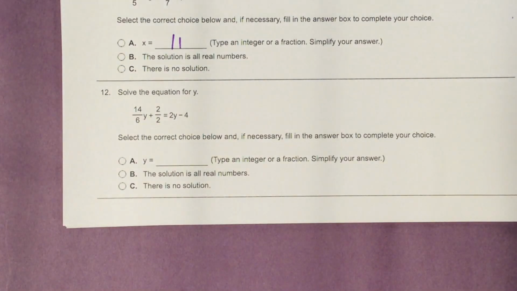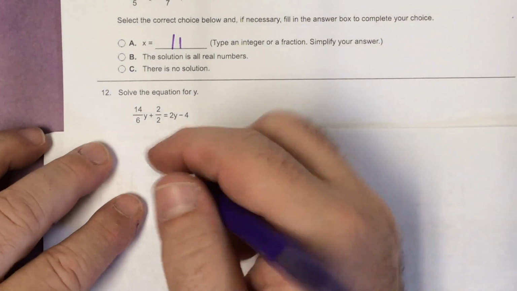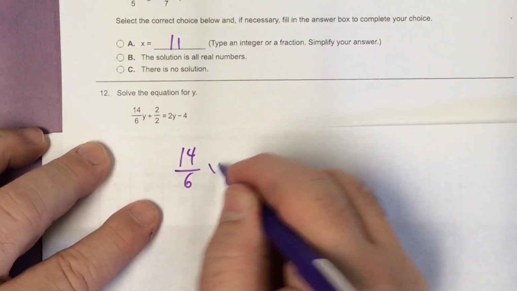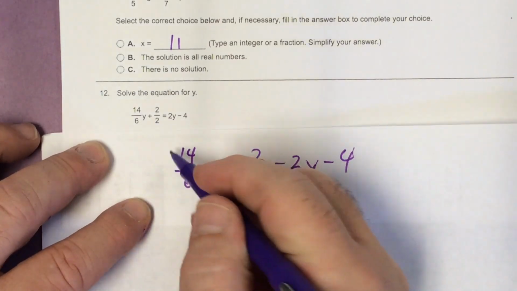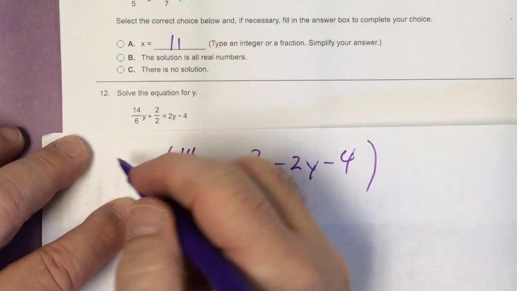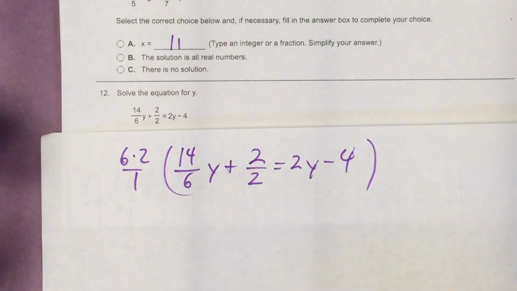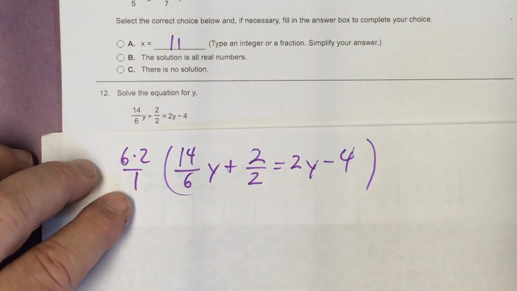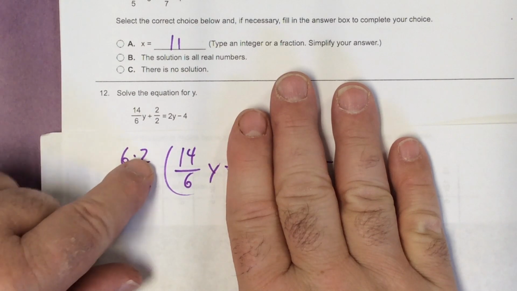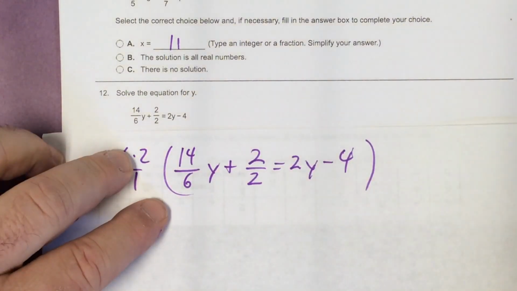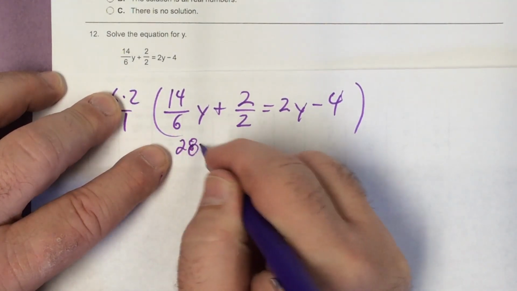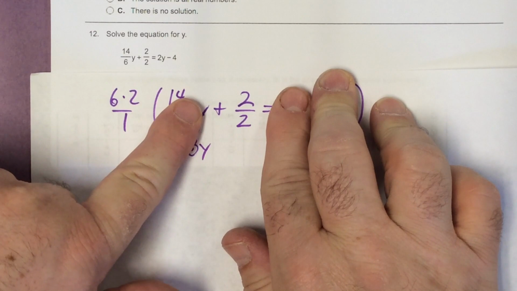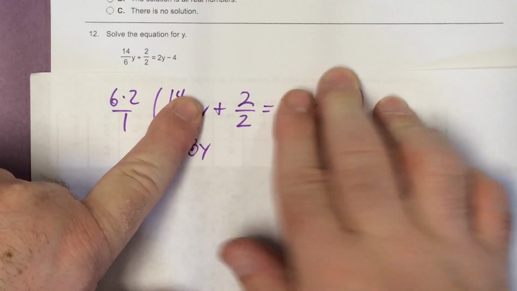And for this, let me just get a clean sheet of paper here. And that's going to be 14 over 6y plus 2 over 2 equals 2y minus 4. I'm just going to go ahead and multiply through by 6 times 2 over 1, just to keep things consistent. So here again, 6's cancel. 2 times 14 is 28, times y is y. So the first term is going to be 28y. The 2's cancel, leaving me with 6 times 2, or 12.